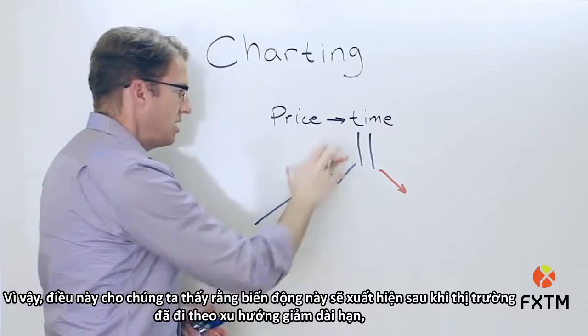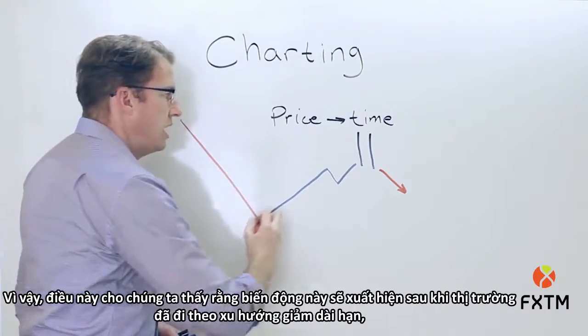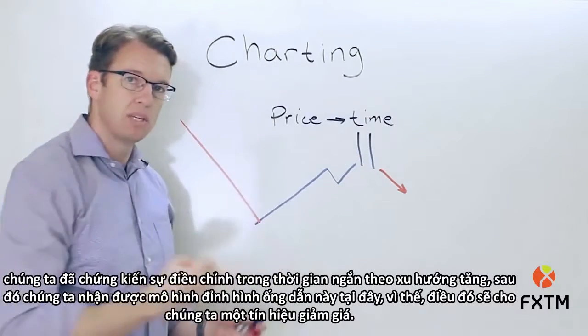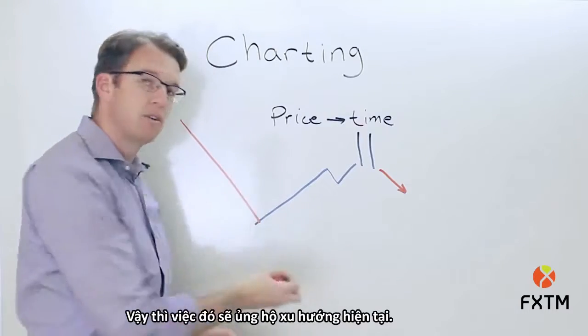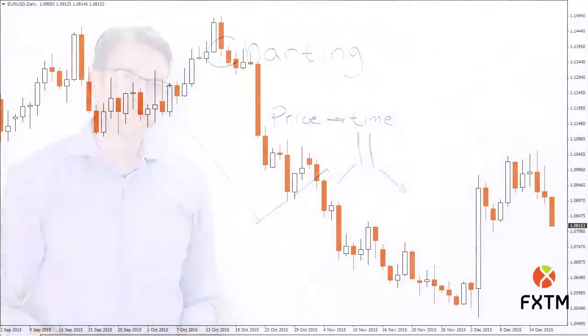So this tells us, let's say, for example, that this were to appear after the market had been in a long-term downtrend. We'd had a brief correction to the upside. Then we get this pipe top here that would give us a bearish signal. So that would be in favor of the prevailing trend. Let's look at an example of a pipe top.